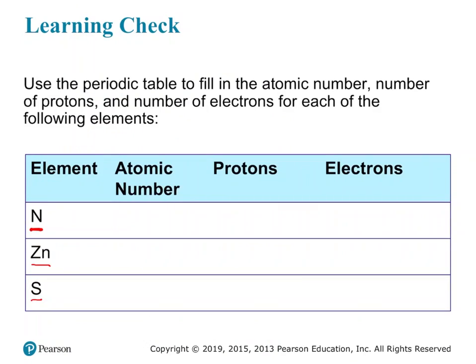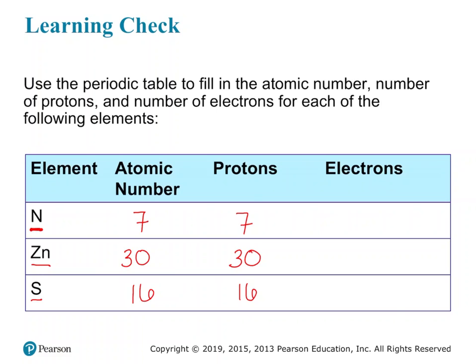All right. So nitrogen had an atomic number of 7. Zinc had an atomic number of 30, and sulfur had an atomic number of 16. Okay, so now that we know the atomic numbers, remember that's also equal to the number of protons. So how many protons does nitrogen have? 7. How many protons does zinc have? 30. And how many protons does sulfur have? 16.